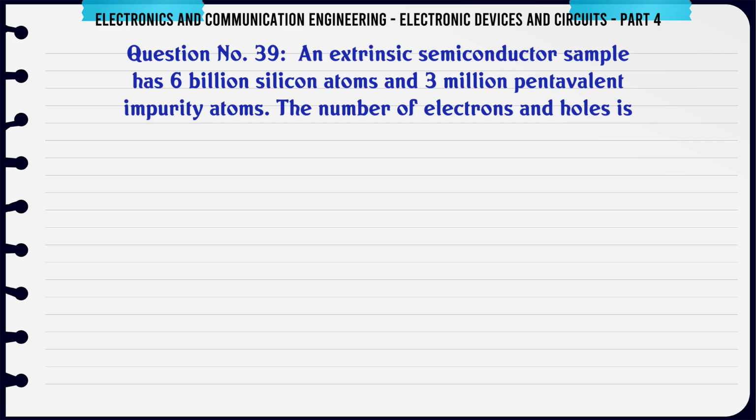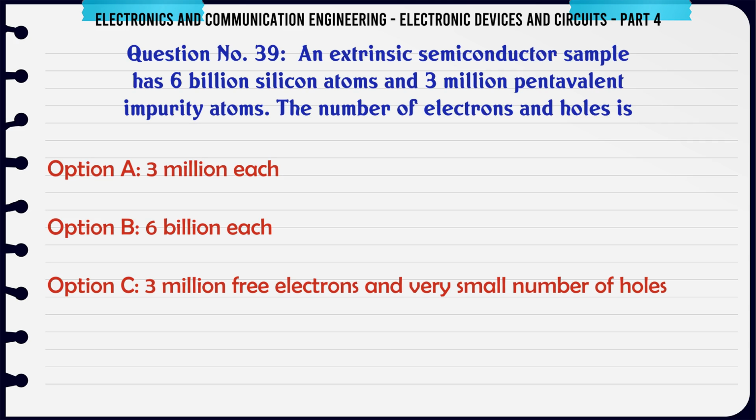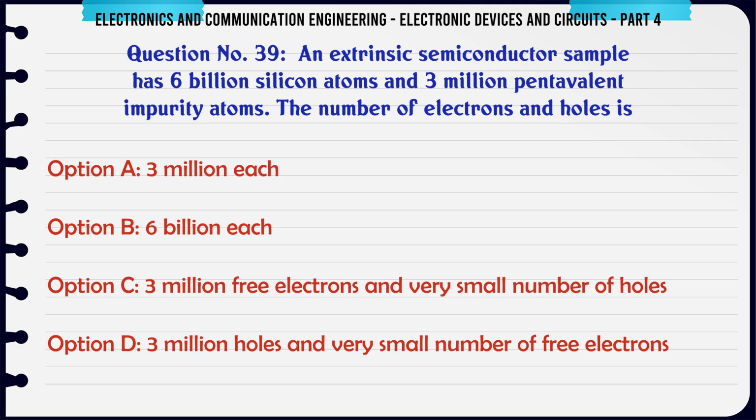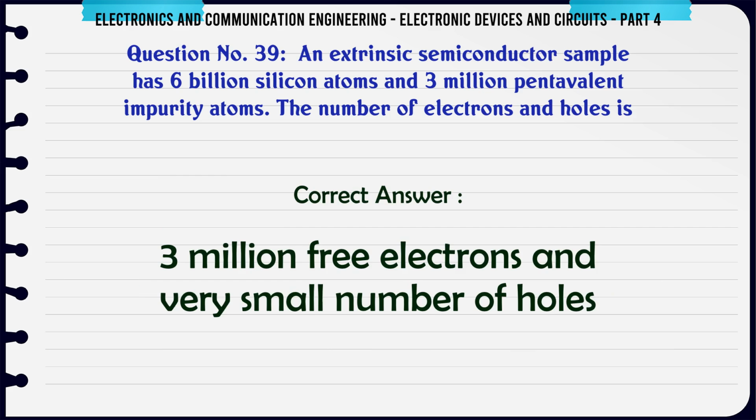An extrinsic semiconductor sample has 6 billion silicon atoms and 3 million pentavalent impurity atoms. The number of electrons and holes is A, 3 million each, B, 6 billion each, C, 3 million free electrons and very small number of holes, D, 3 million holes and very small number of free electrons. The correct answer is 3 million free electrons and very small number of holes.